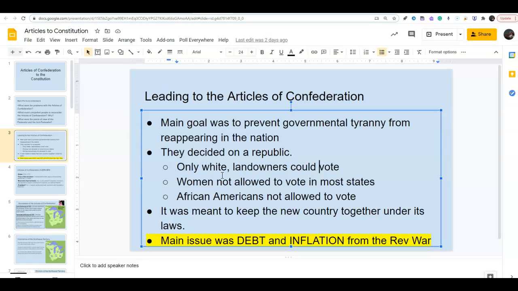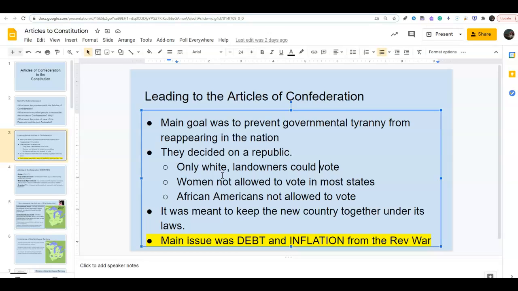Now, the main issue was debt and inflation from the Revolutionary War. So what the United States did during the Revolutionary War is they borrowed a lot of money from other countries, 2 or 3 in particular, but we were greatly in debt to those countries, and we were also in debt to our soldiers who fought the war. So the United States started printing its own money, and that's one of the powers that the federal government had under the Articles of Confederation, that it could print its own money. So the federal government begins printing and printing its own money.